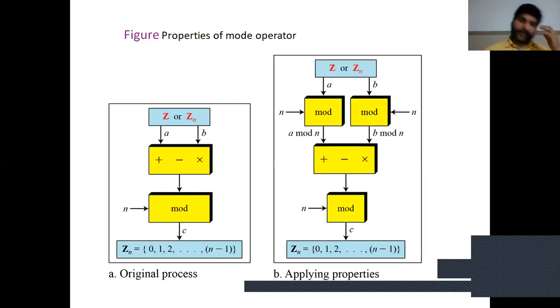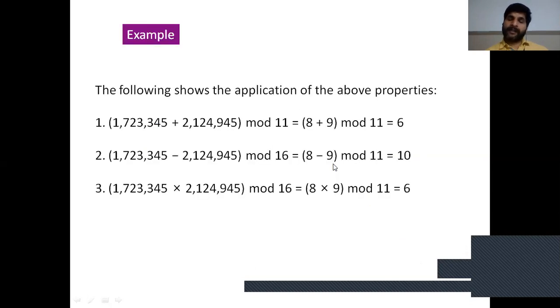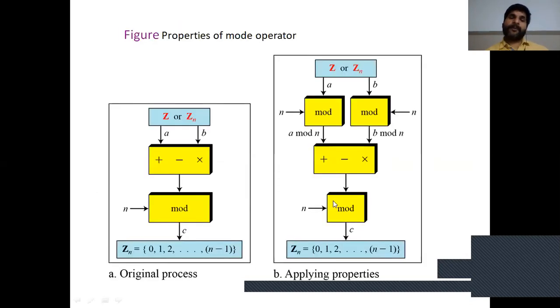Property of mod operation like that: in Z or Zn, apply inputs A, B, and apply the operation plus, minus or multiplication. We can also write A mod n and B mod n, apply the arithmetic operation, addition, subtraction or multiplication, and then apply mod n, applying the property of the original process.